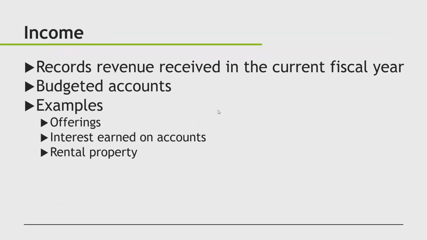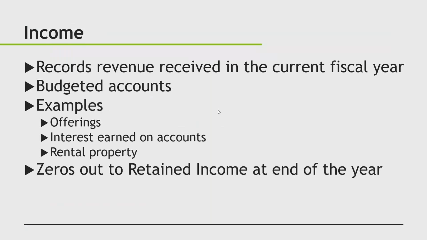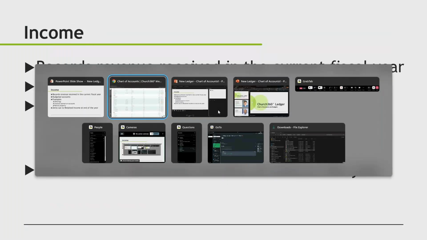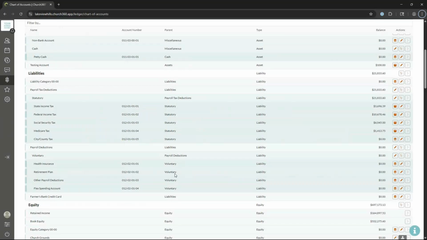One important part to realize about income, though, is that income zeroes out to the retained income account at the end of every year. So income balance does not carry over from year to year. And that's because income is only intended to keep track of what you brought in through the current fiscal year. It's not something you're maintaining from year to year. Now, knowing that, let's take a look at creating an income account.